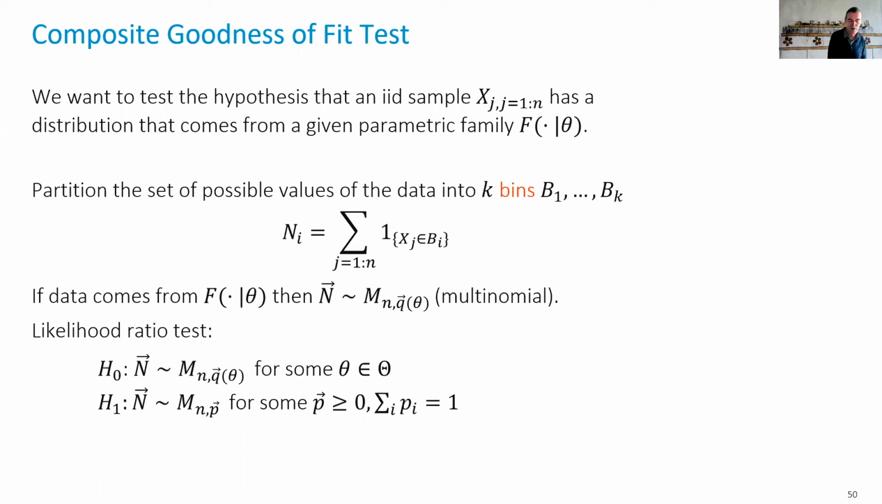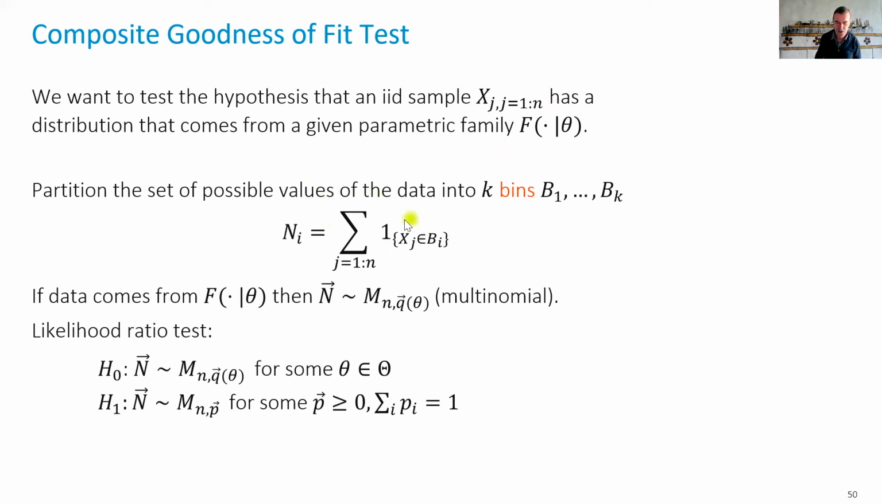In general, for example, when we want to ask, is this distribution coming from one normal distribution? We're not testing one specific normal distribution, but a normal distribution, which has an infinite set of possible parameters. In such a case, we use what is called a composite goodness of fit test, where we want to test whether a data sequence that we have obtained comes from not one distribution, but a parametric distribution family.